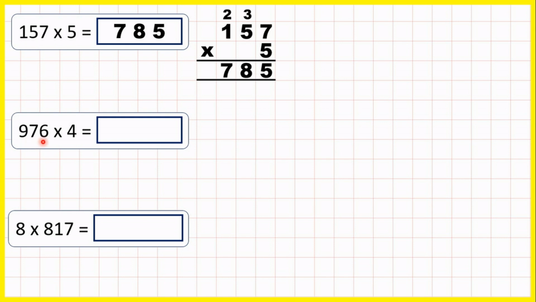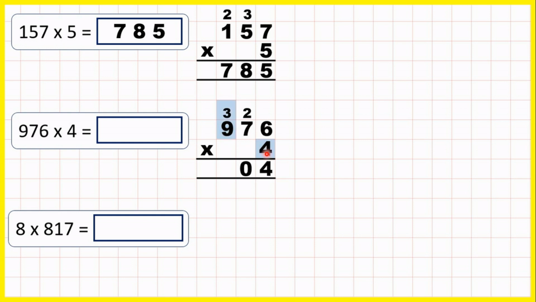Now 976 times 4. So we can set the question out in the same way, and again we start by multiplying the digits furthest to the right. So 6 times 4 is 24, so 2, 4. On to our next digit. 7 times 4 is 28, but then we need to add the 2, and 28 plus 2 is 30, so that's 3, 0. Now on to our last digit.